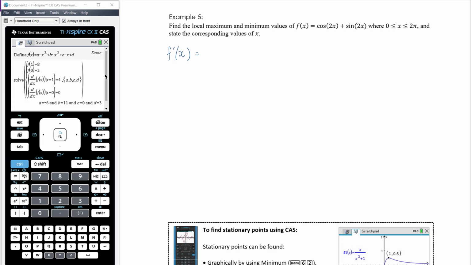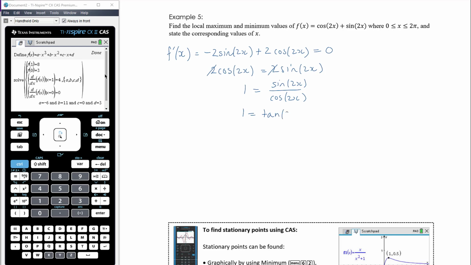Sorry, f dash x, so we're going to differentiate this. Derivative of cos 2x is negative 2 sin 2x, and derivative of sin 2x is plus 2 cos 2x. We want that to be equal to 0 to find the stationary points. Alright, let's add the sin 2x. So we've got 2 cos 2x equals 2 sin 2x. Divide by 2. And then we can make a tan equation here because we know tan is sine divided by cos. So dividing both sides by cos will leave us with 1 on this side, and sine of 2x over cos of 2x, which means that we get 1 equals tan of 2x.